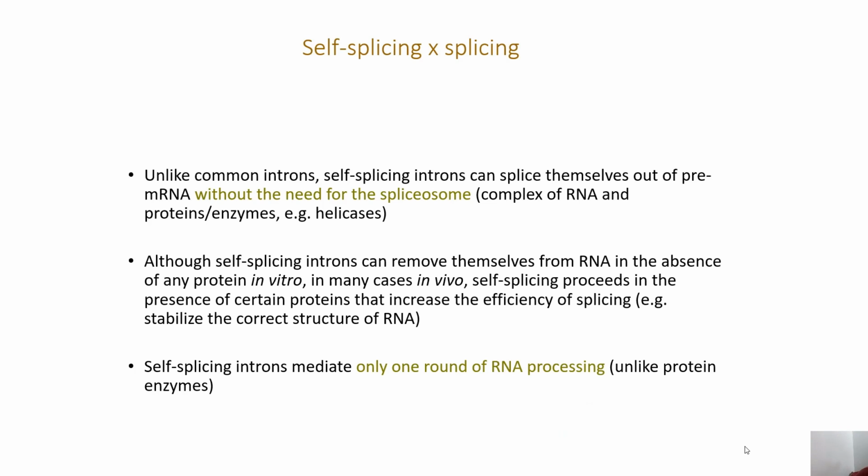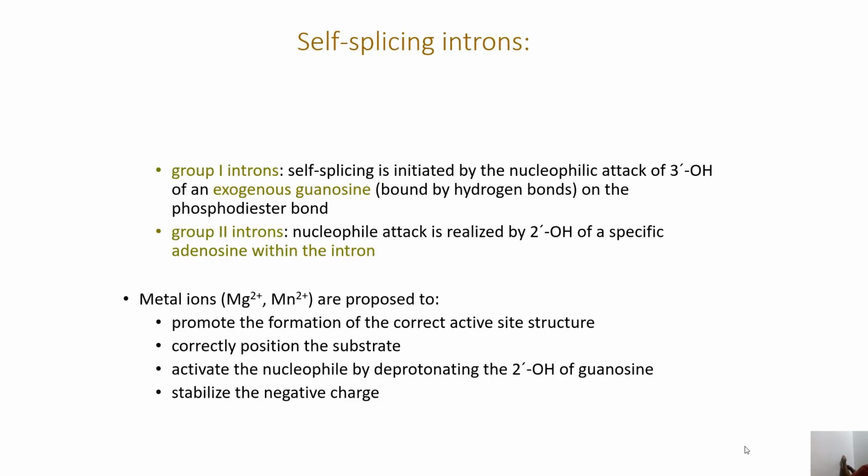Now, unlike common introns, self-splicing introns can splice themselves out of pre-mRNA without the need for the spliceosome, a complex of RNA and proteins, or enzymes like helicases. Although self-splicing introns can remove themselves from RNA in the absence of any protein in vitro, in many cases in vivo, self-splicing proceeds in the presence of certain proteins that increase the efficiency of splicing and stabilize the correct structure of RNA. Self-splicing introns mediate only one round of RNA processing, unlike other protein enzymes.